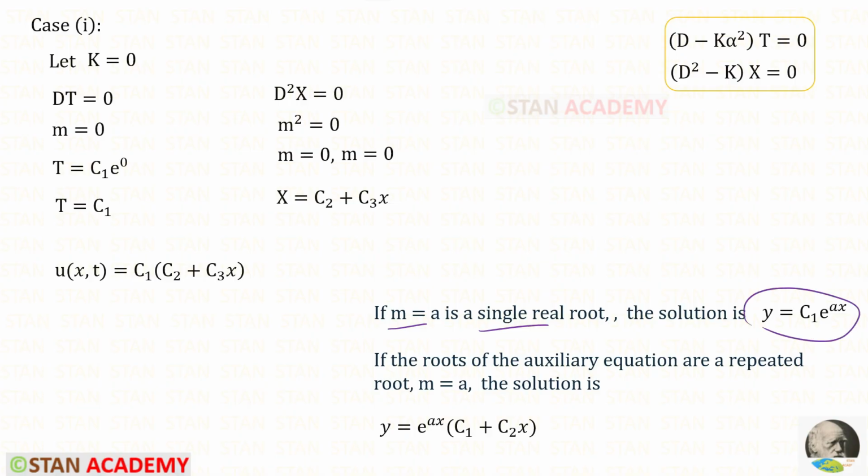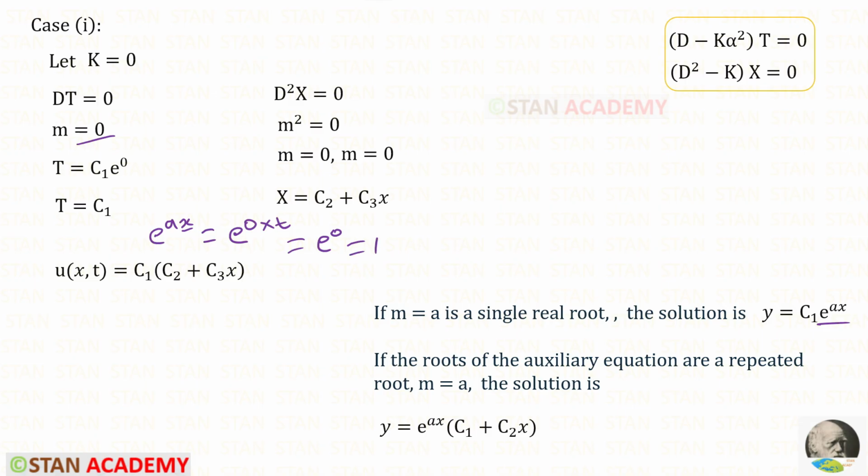But we are finding the solution for T, so instead of y, we have to apply T. e^(ax) will be, here a is 0, so 0 into x will be t. 0 into t will be 0, so we will get e^0. e^0 will be 1. So this is the solution for T.